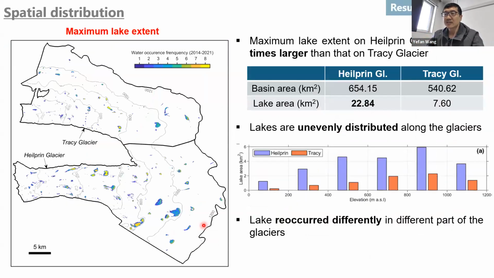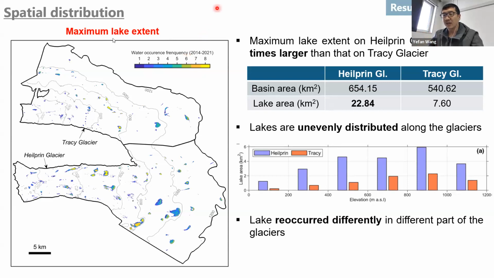So from here, I will start the results and discussion part. The left figure is the maximum lake extent in these 8 observation years. And the color shows the water occurrence frequency, which means how many times in these 8 years these lakes appeared.